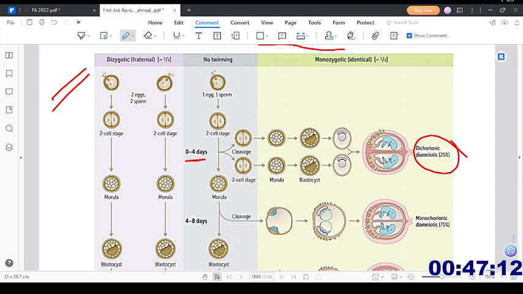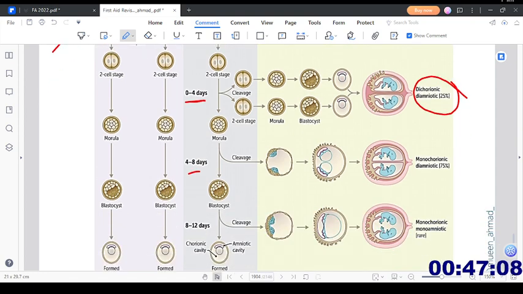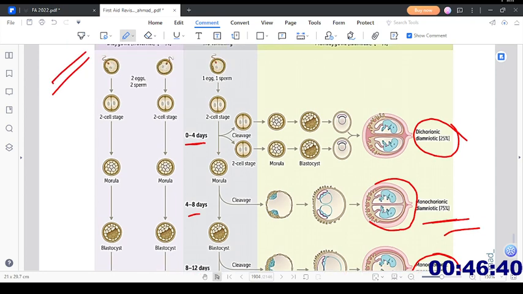If it happens at 4 to 8 days, the fetuses will be monochorionic but diamniotic. The chorion is a single layer, but both the fetuses have their own different amnion. If the cleavage is at 8 to 12 days, it is monochorionic, monoamniotic, which is a rare condition. And if it happens at more than 13 days, then monochorionic, monoamniotic conjoined twins will be seen. So let's see them now.